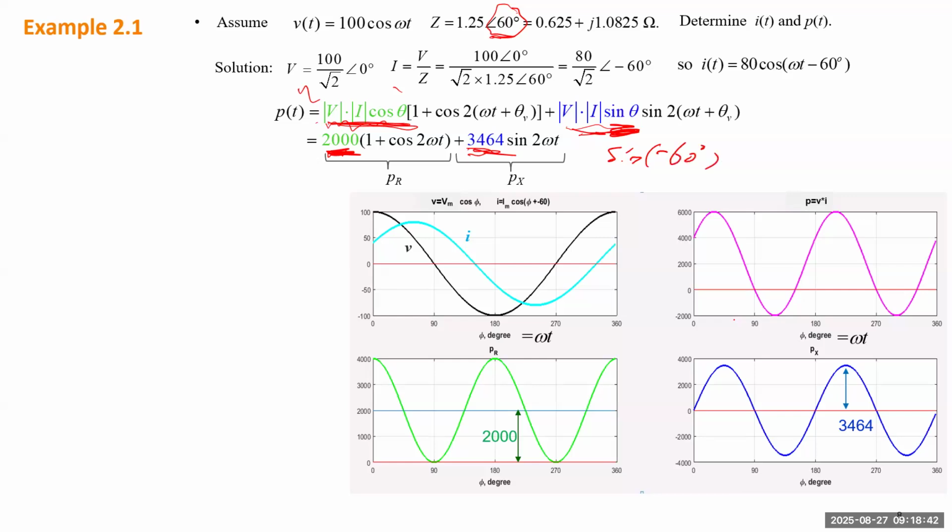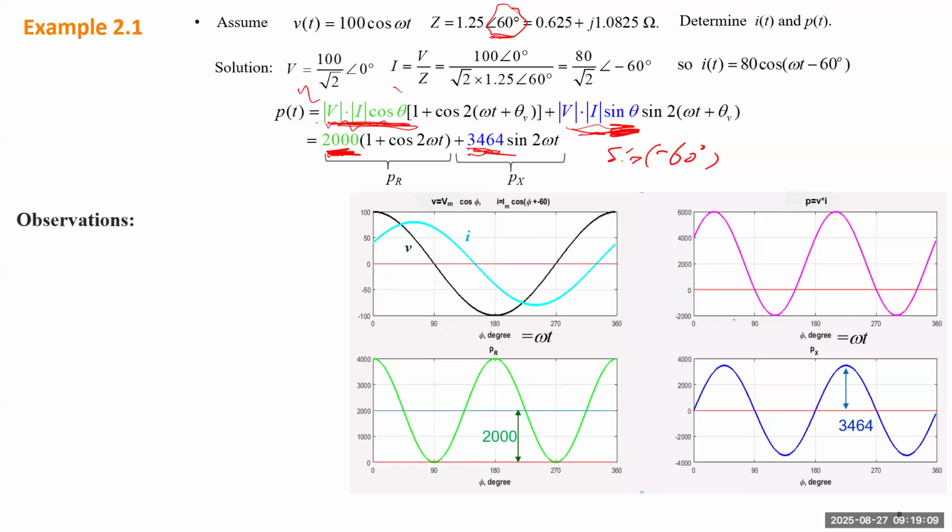Which means this blue waveform will change to the opposite. This part will become negative and this part will become positive. So the load will first generate some energy, give it to the source, then get the same amount of energy back in the next 90 degrees. But the load is exactly the same. The first item doesn't change.